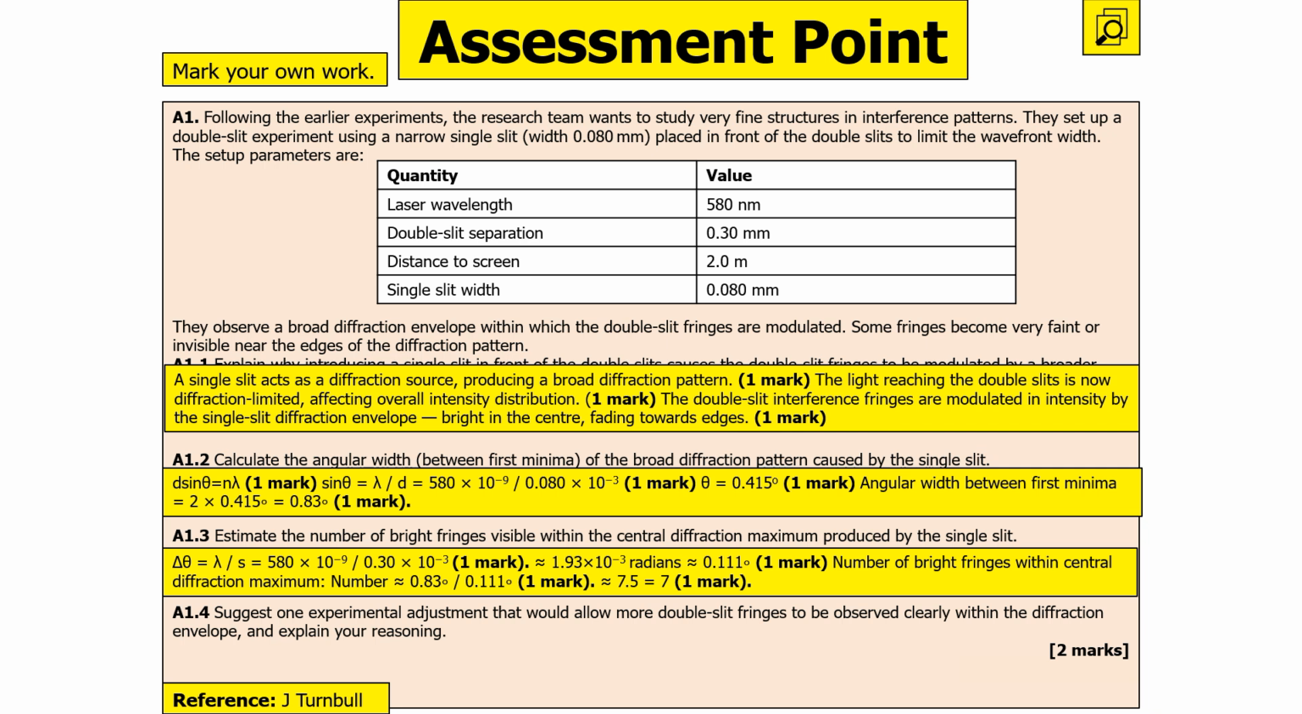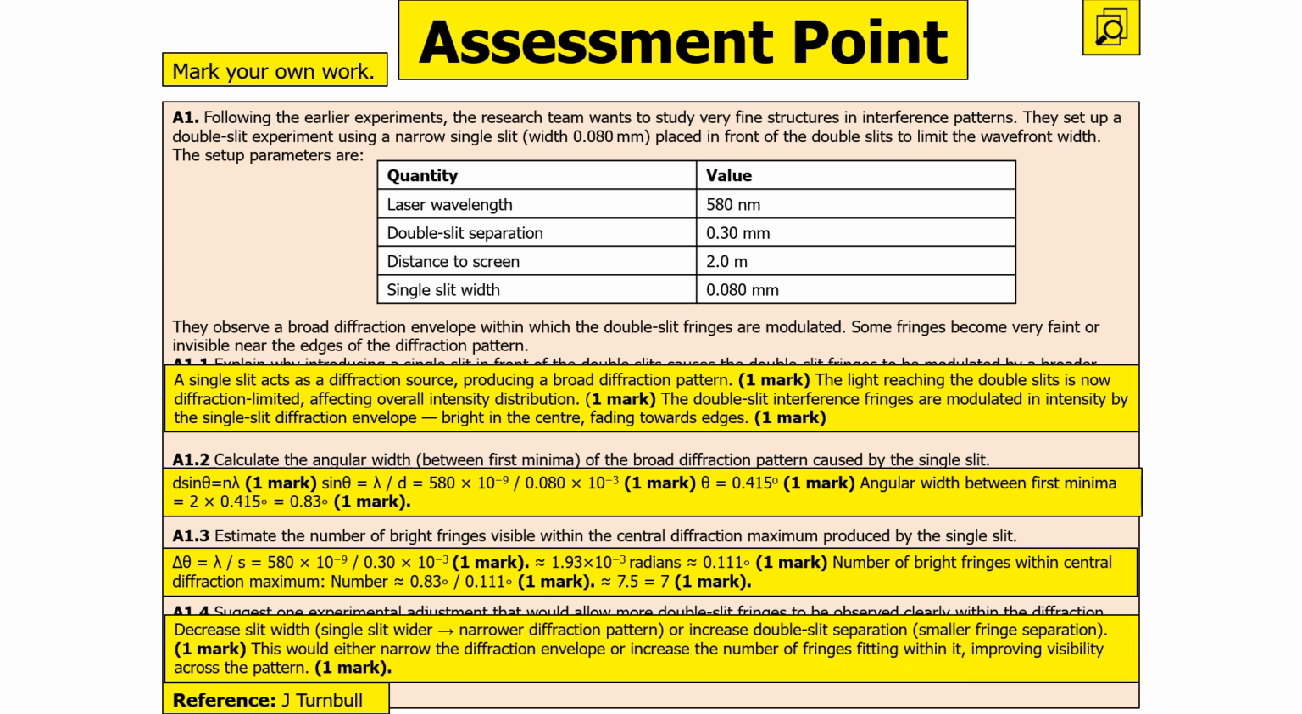Now the number of bright fringes in the central maxima is 0.83, which is the overall angle we just calculated, divided by 0.11, so it's 7.5, which rounds down to 7. Now, what we could do is decrease the single slit width, which gives a wider diffraction pattern, or you could increase the double slit separation. Either of them would narrow the diffraction envelope or increase the number of fringes fitting in it, improving the visibility across the pattern.